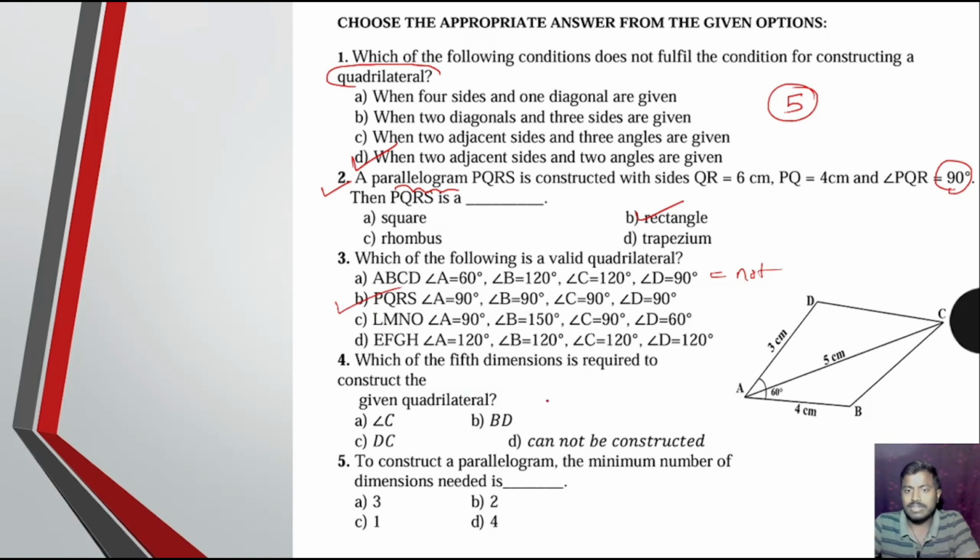Which of the fifth dimension is required? Fifth dimension means either CD or BC. So the answer is DC, DC or CD. To construct a quadrilateral, the minimum number of dimensions needed is 2. Okay. So next.